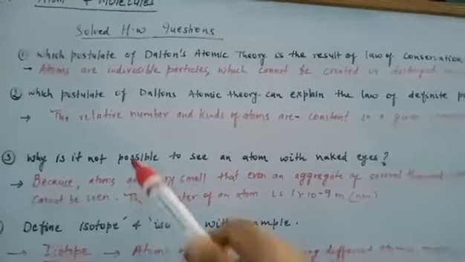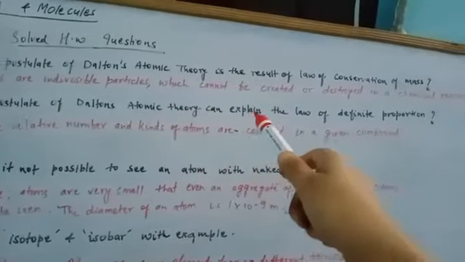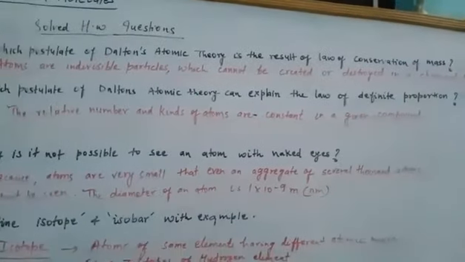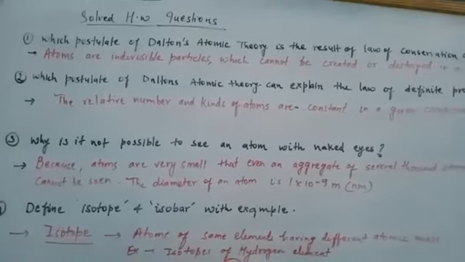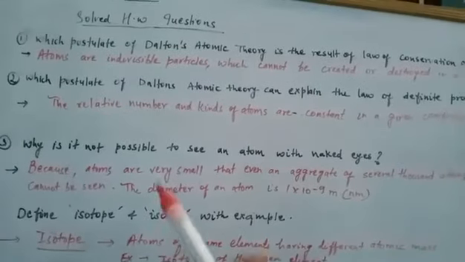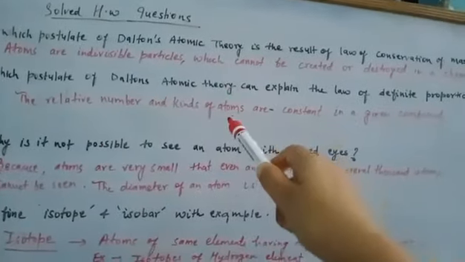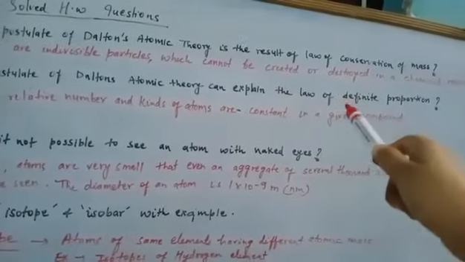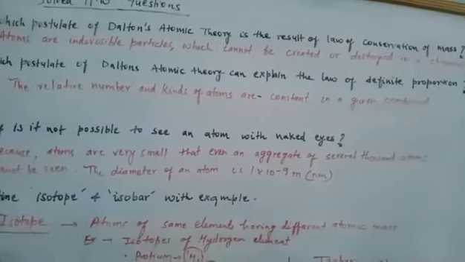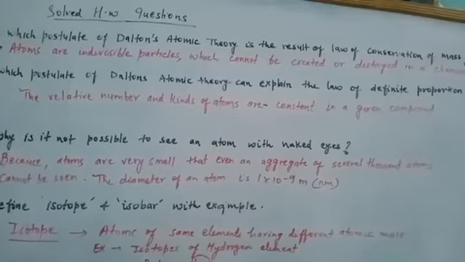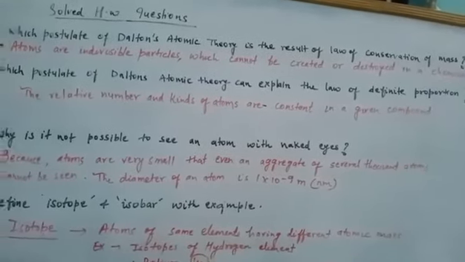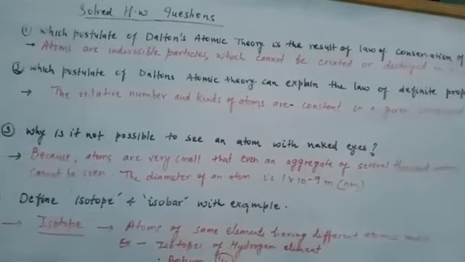Okay, which postulate of Dalton's atomic theory can explain the law of definite proportion? One of the postulates says that the relative number and kinds of atoms are constant in a given compound. So that explains the law of definite proportion, or constant composition.